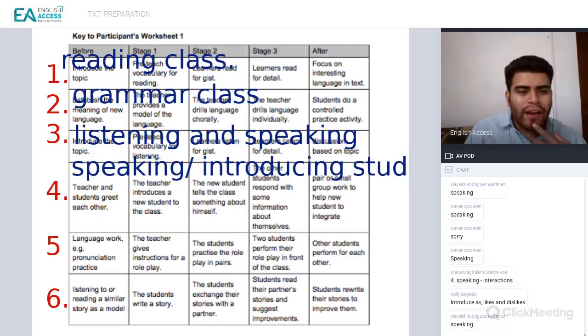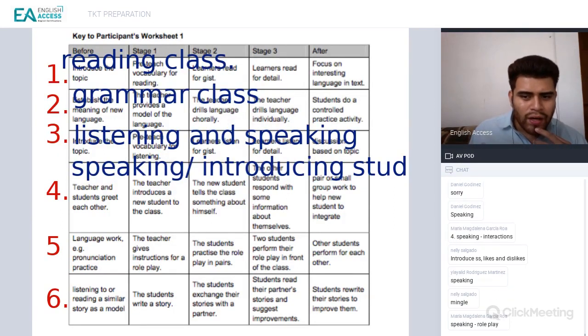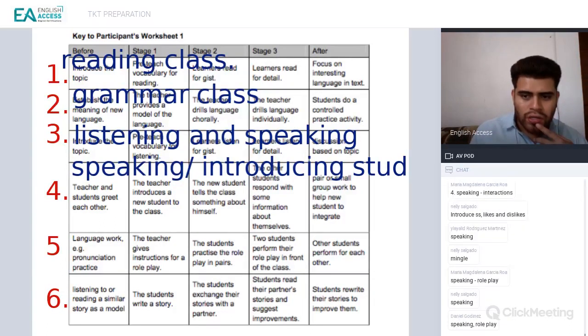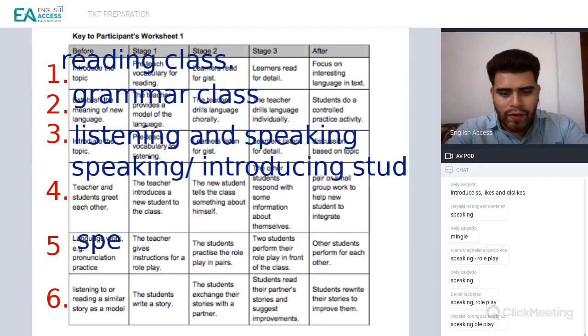Okay, number five, language work. Example, pronunciation practice. The teacher gives instructions for a role play. The students practice the role plays in pairs. 2 students perform the role play in front of the class. Other students perform for each other. What is number five? It's not mingle, Nelly. Mingle is the entire class talking to each other. Yes, it is speaking. Speaking and role playing. Very good.